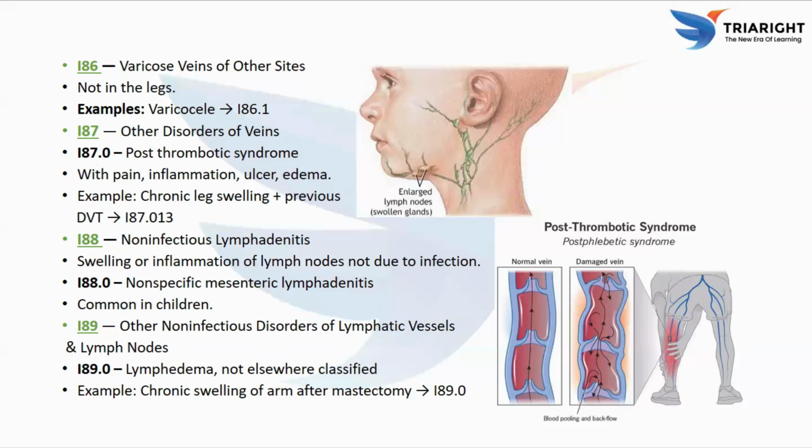So lymphedema is a swelling caused by blockage of lymph flow. What is the example? A chronic swelling of the arm after a mastectomy. Surgery removes the lymph nodes, so the lymph fluid can't drain, and this results in swelling of the arm, giving you pain.